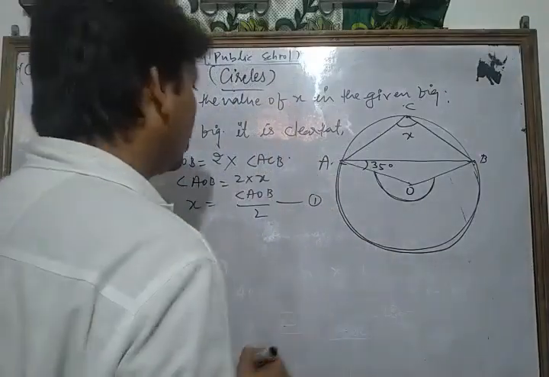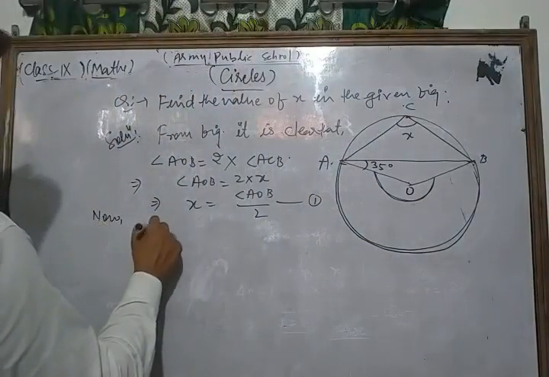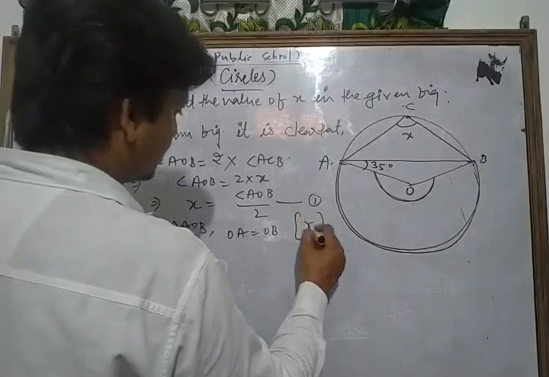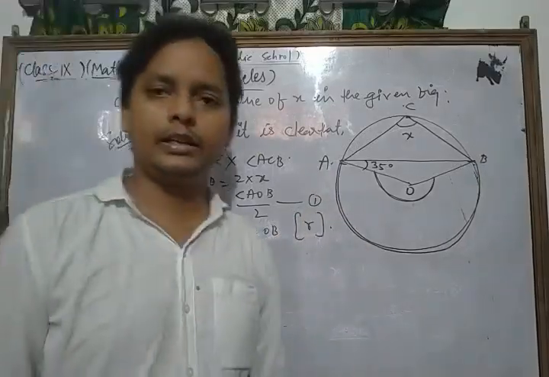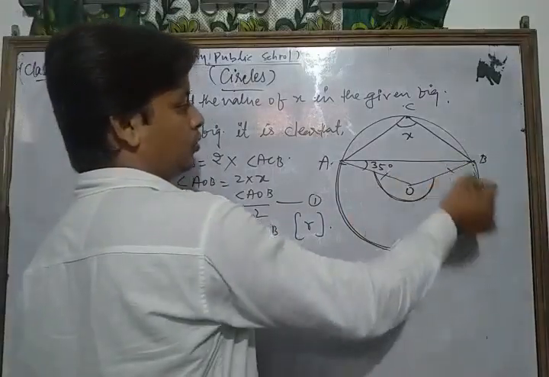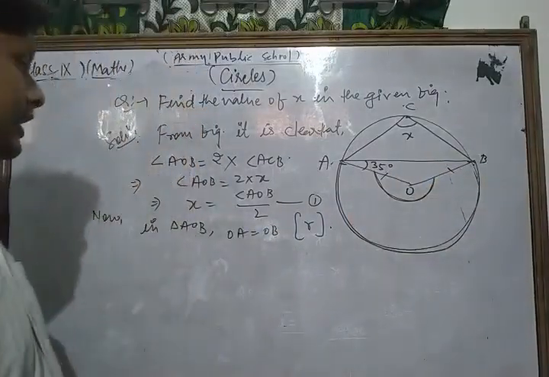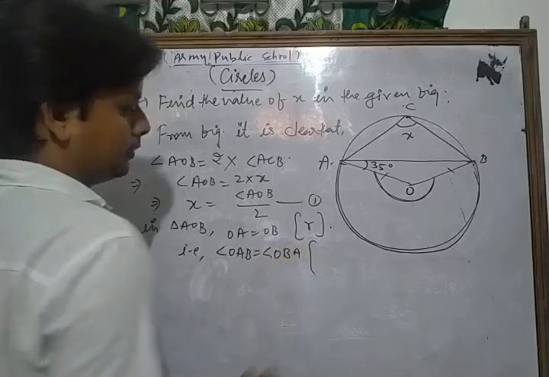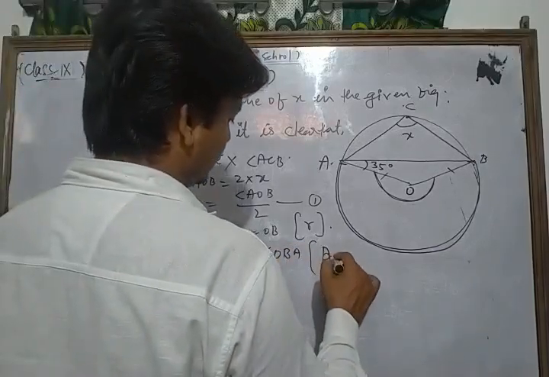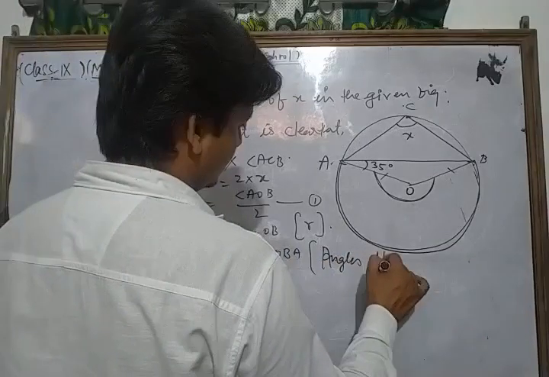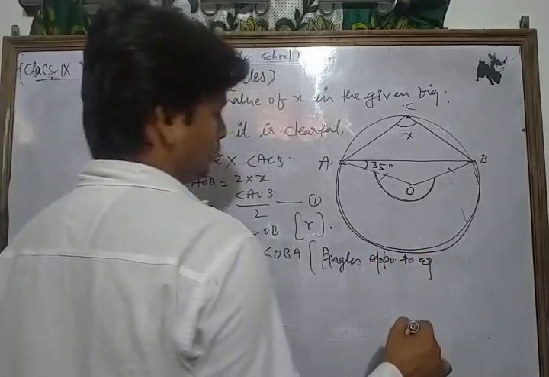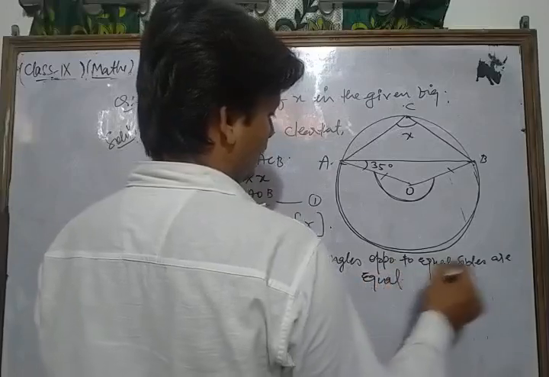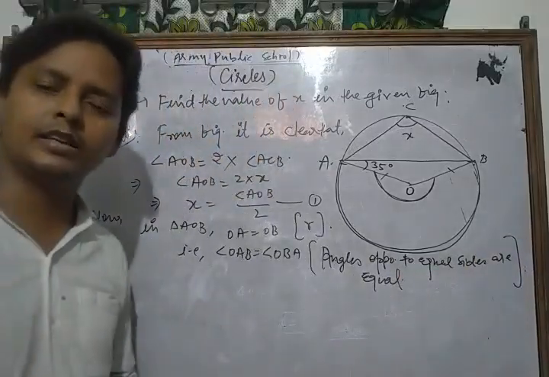So first of all we find angle AOB. For that look at this. Now we take triangle AOB. In triangle AOB, OA is equal to OB because each is equal to radius R. And we know that angle OAB is the same as angle OBA because angles opposite to equal sides are equal. This is the property.